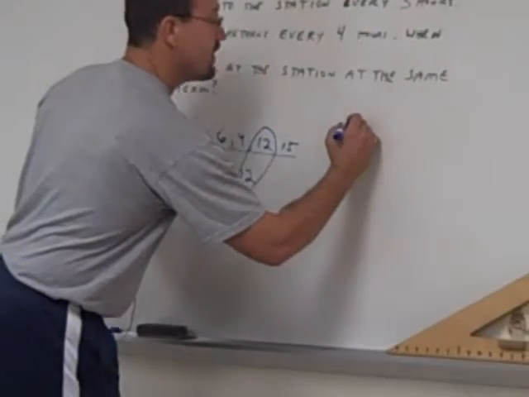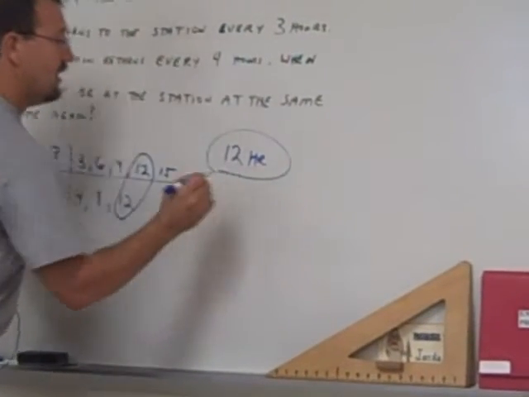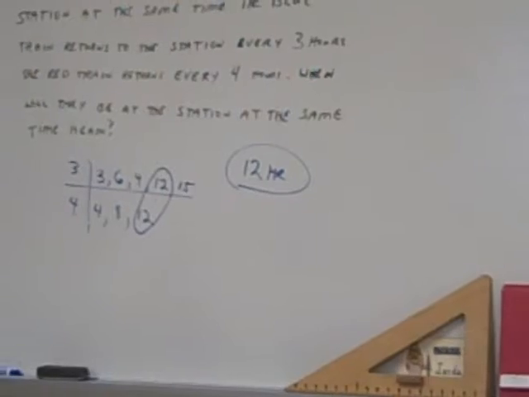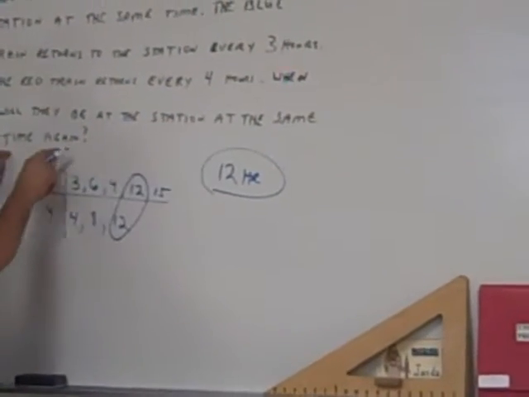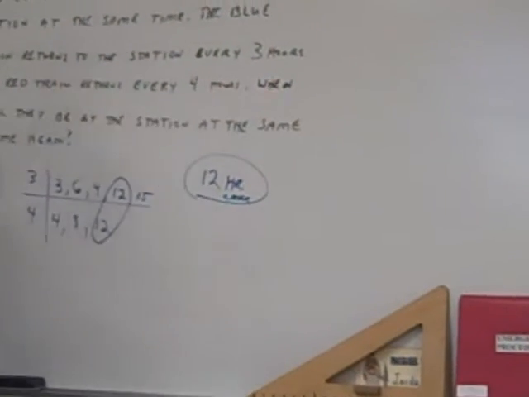So I could put LCM as 12, or my answer really is they will be back. When will they be at the station at the same time again? 12 hours later. Okay?